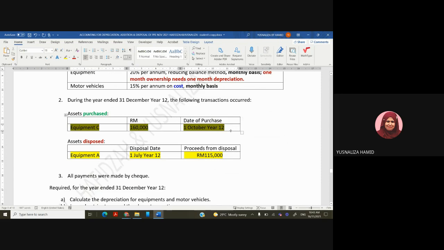1st of October, year 12, up until 31st of December year 12. This is the current year again. So from 1st of October until 31st of December year 12, how many months were there? Three? Is it 3 months? Yes, 3 months.